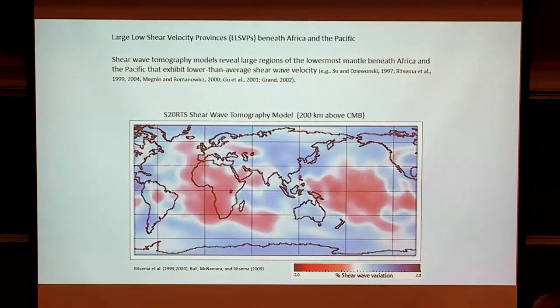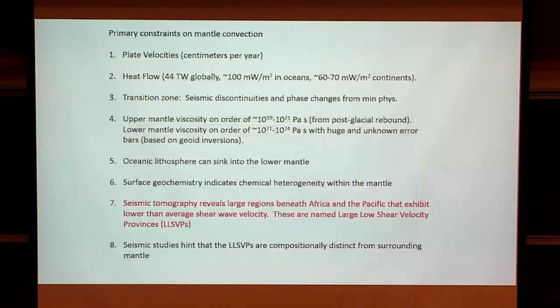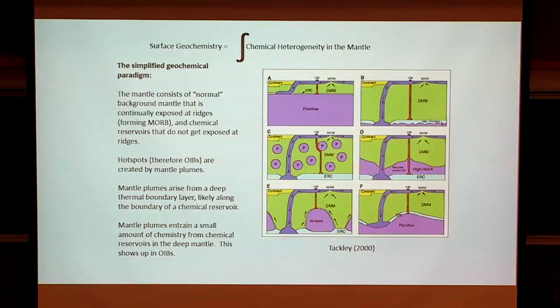Are they thermal plumes? Are they compositional reservoirs? If they are compositional reservoirs, are they sitting there for long times, or are they being advected in and advected out? There are many different hypotheses, and this is a great cartoon. It's well over 10 years old now, that Paul Tackley put together, that tries to satisfy the geochemistry by proposing all different ideas of what could be happening in the Earth's mantle in terms of compositional heterogeneity.